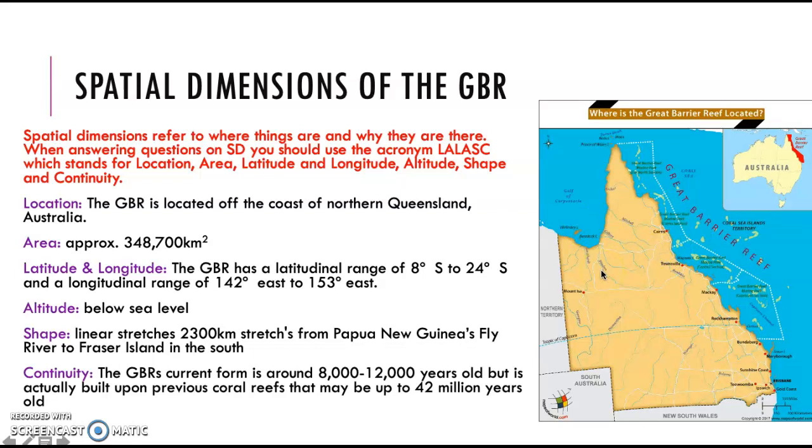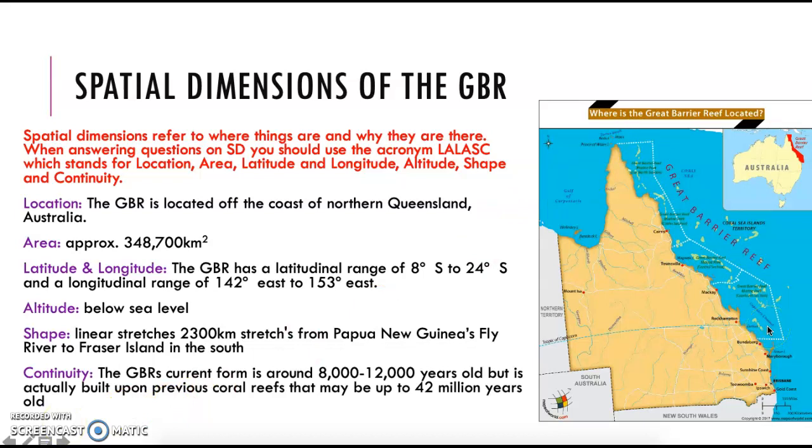Altitude. Because the Great Barrier Reef is a coral reef, it's located below sea level. Your own ecosystem case studies will have altitudes above sea level, in metres above sea level. The shape, it's quite a linear stretch. It's almost a straight line and stretches from Fly River in Papua New Guinea in the north to Fraser Island here in the south.